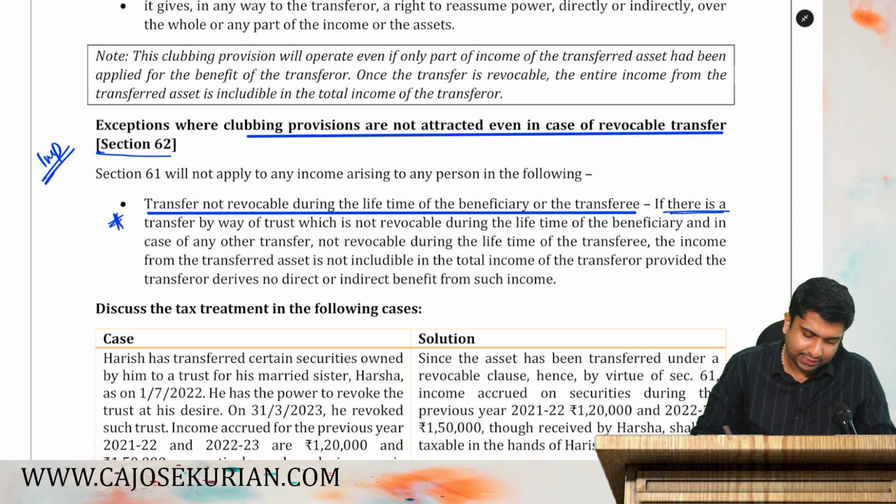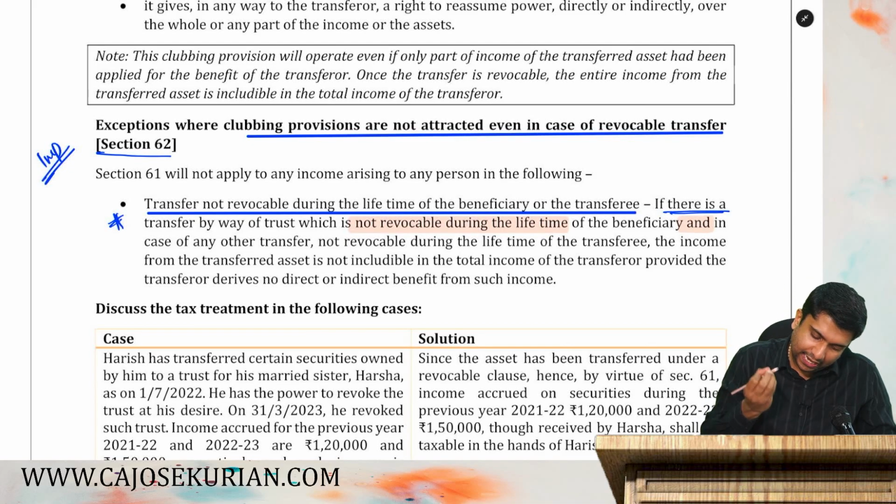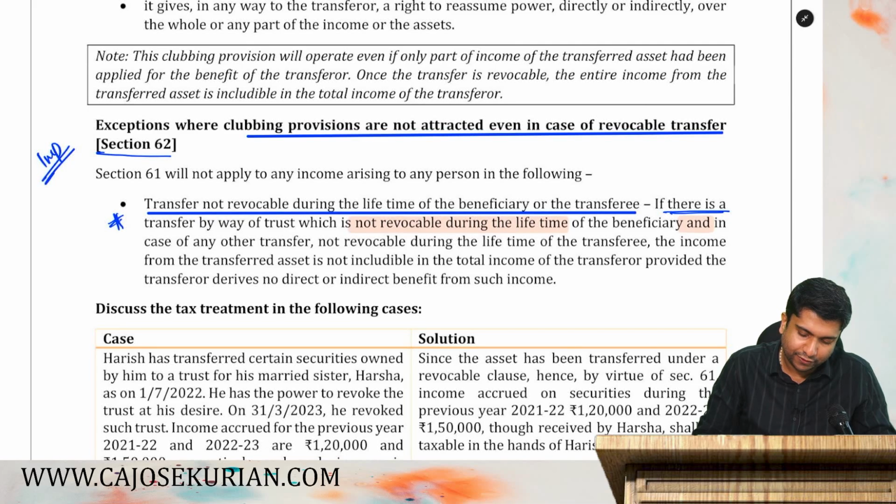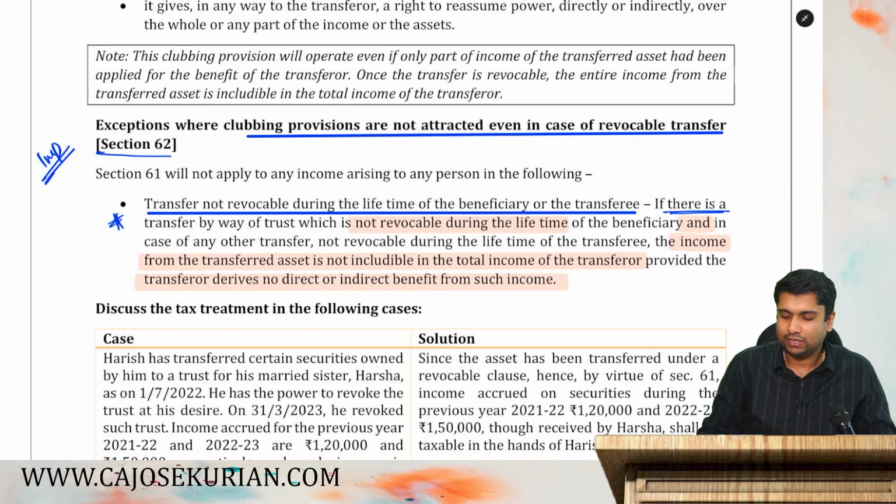Listen, if there is a transfer by way of a trust which is not revocable during the lifetime of the beneficiary, and there are 2 points that you have to consider: not revocable during lifetime, and in case of any other transfer, not revocable during the lifetime of the transferee, the income from the transferred asset is not included in the total income of the transferor, provided the transferor derives no direct or indirect benefit from such income. So listen friends, there are 2 things that you have to focus on.